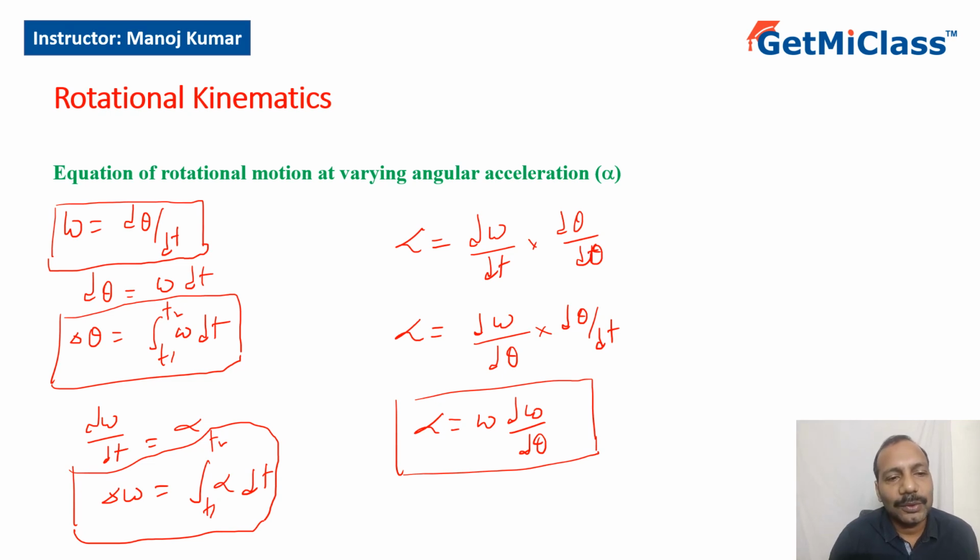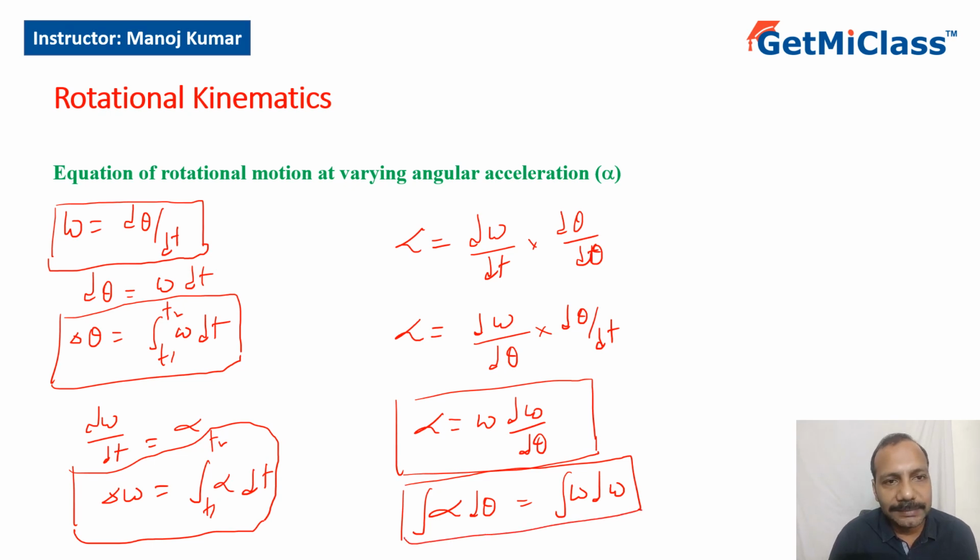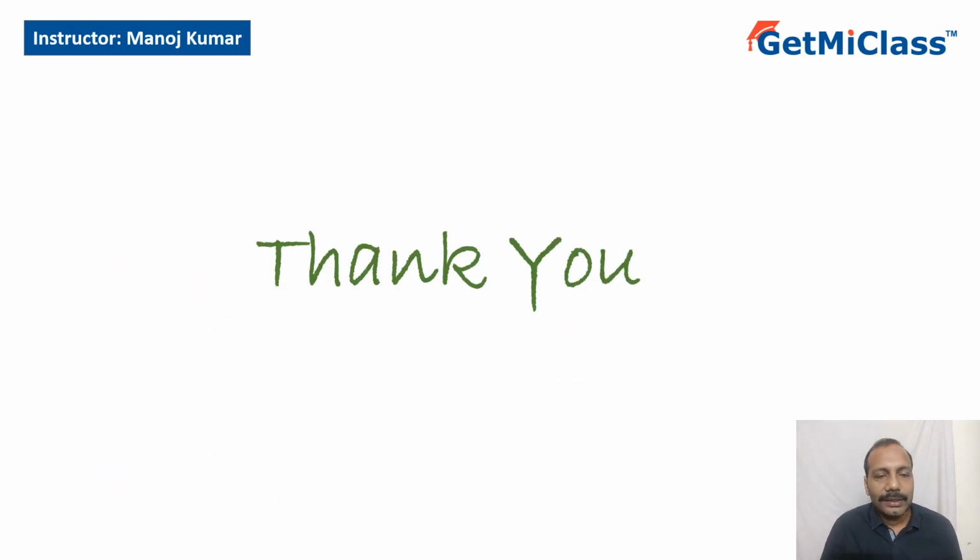Similarly, if I want to find omega from this, what will I get? I'll get the integral of alpha d theta equal to the integral of omega d omega. From this I can have a relation between alpha and omega. Hope this is clear. So these are the equations which are always valid irrespective of whether angular acceleration is constant or not constant. But when angular acceleration is constant, as we have already seen, we use the equations from the last slide. So we restrict this usage to when the angular acceleration is changing. Hope you could follow this.